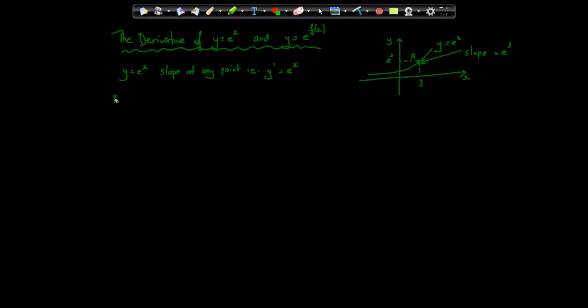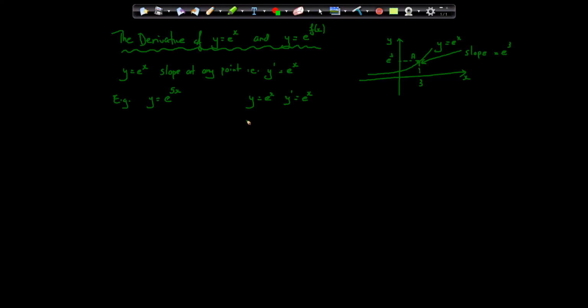Now, let's take a look at an example of what I'm talking about. So let's take a look at, say, this quite simple sort of result. Let's say we had y equals e to the power of 5x. Now how would we derive that? Well, we have this result, that the derivative is equal to e to the power of x.